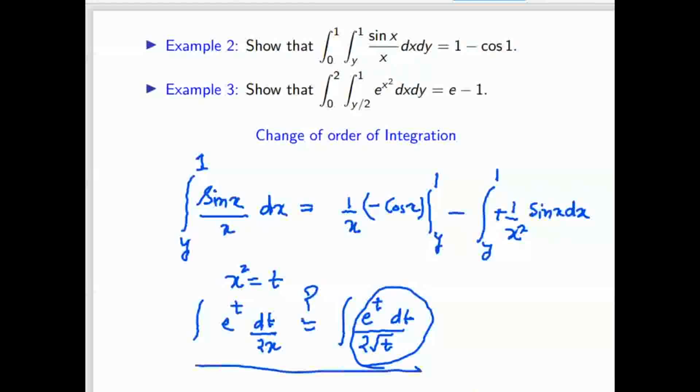For a single variable, it is equal. Here it is a double variable. Double variable means, is it equal to dt dy or not? That is also a big question. So we will see this once we substitute in the double integral or triple integral.